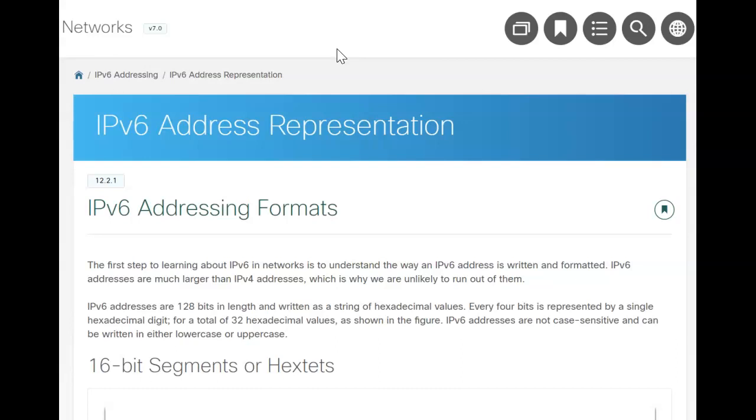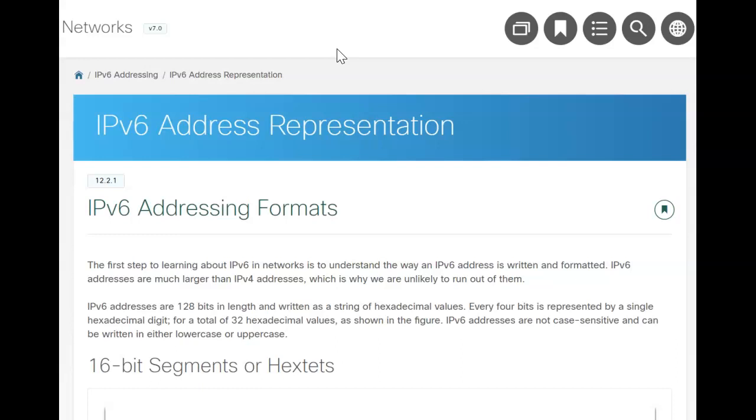Let's look at how an IPv6 address is represented. So basically, the first thing you need to do in understanding this is remember IPv6 addresses are 128 bits long. To shorten those, they've written them in a string of hexadecimal values. So for every 4 bits, there is a single hex digit. So that gives you a total of 32 hex digits to make up the addresses.